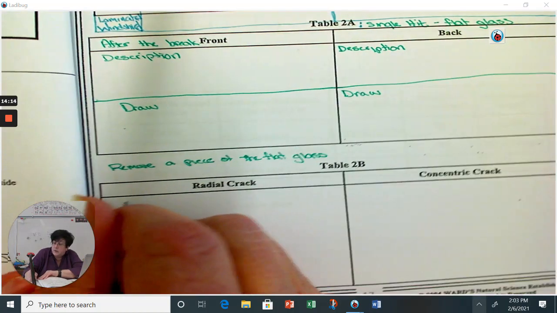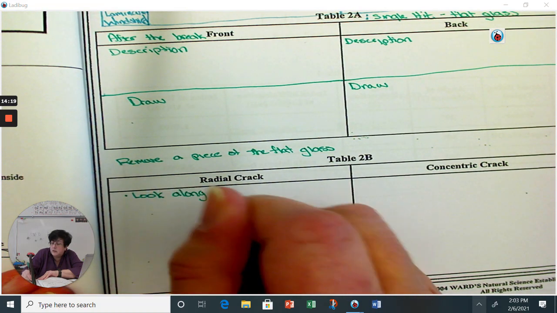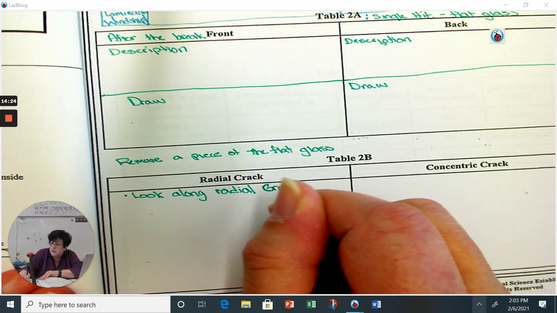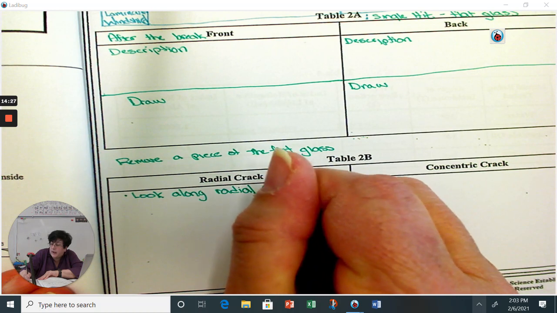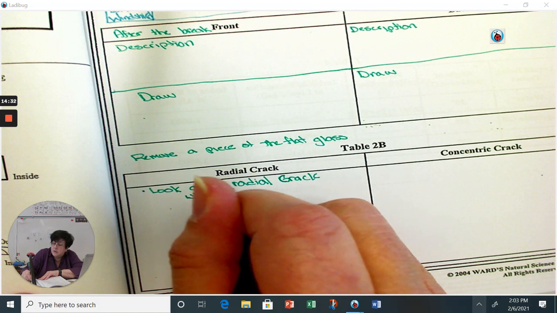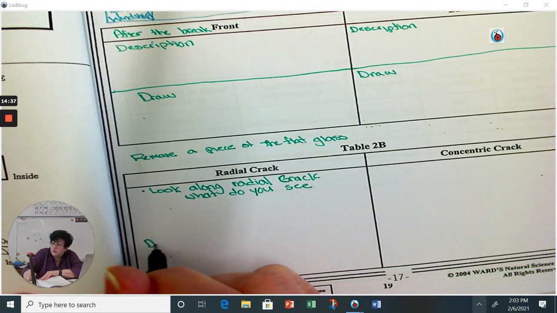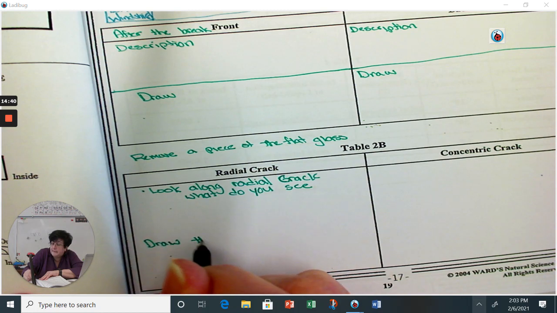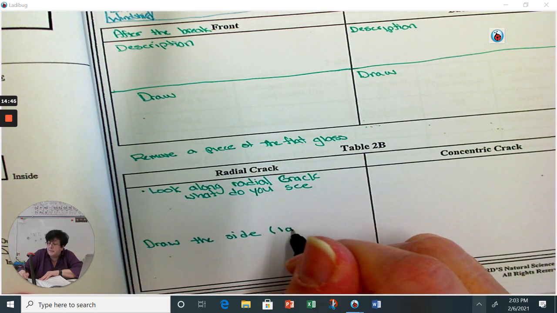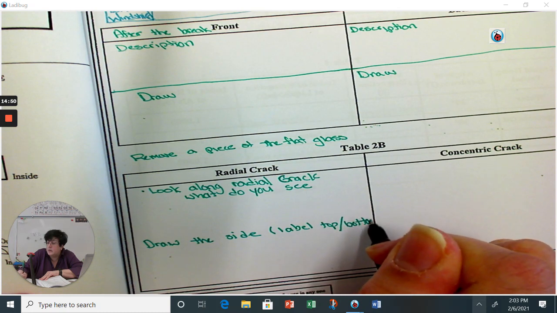Right, you're going to, and here's the directions. Look along the radial crack. Oops. That's supposed to say crack, guys, not grack. It wasn't supposed to be a G. What do you see? And then draw the side. Okay, label top and bottom of the glass. You might say, well, what do you mean?